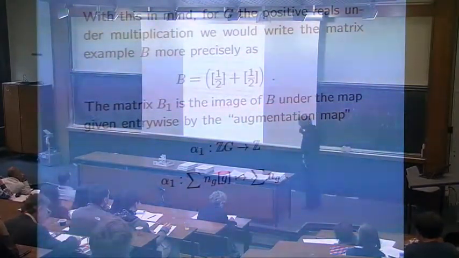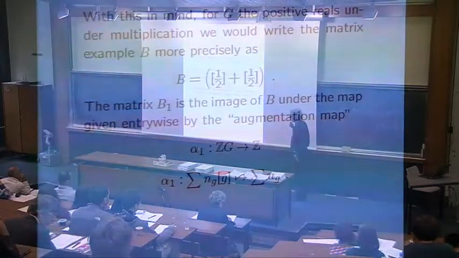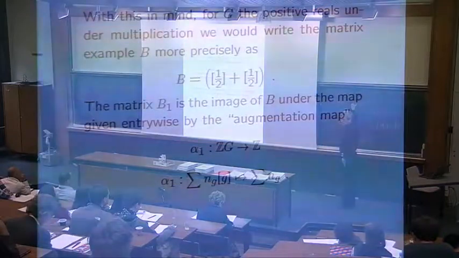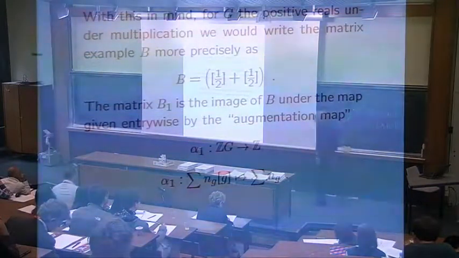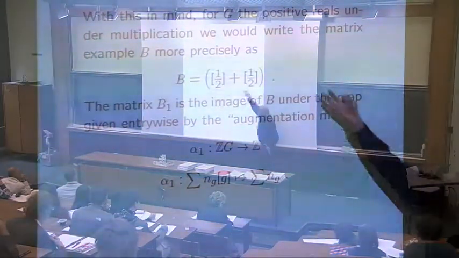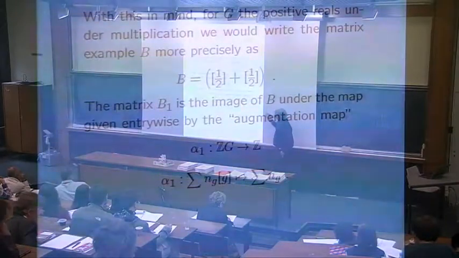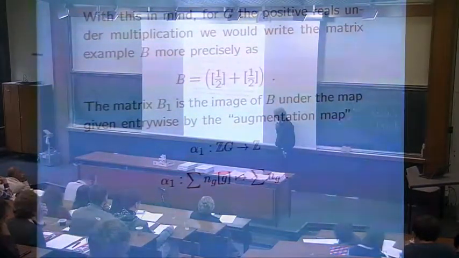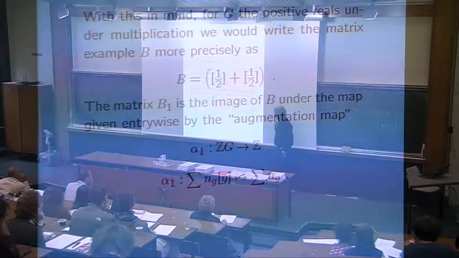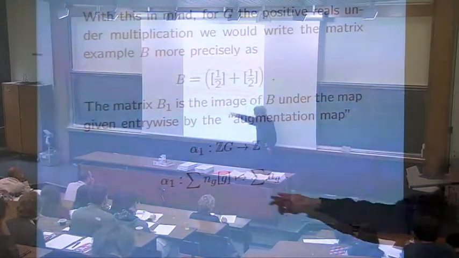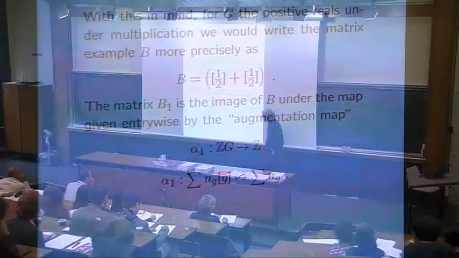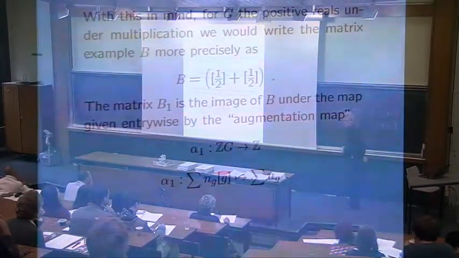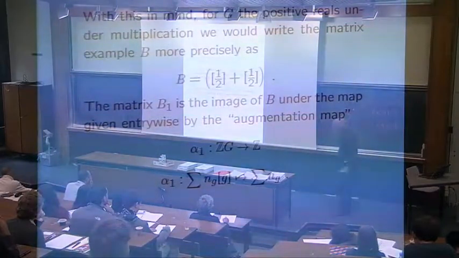The matrix I was calling B1, the matrix which tells me that there are 2 loops in this graph, how is that related to this? Well, it's the image under the map induced by the augmentation map from the integral group ring to the integers. How do we define this map? If we have a formal integral combination of the generators, we just take it to the sum of those coefficients.